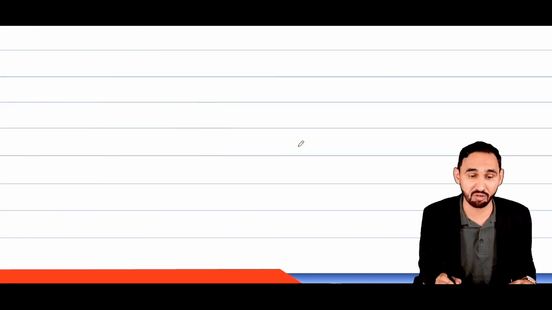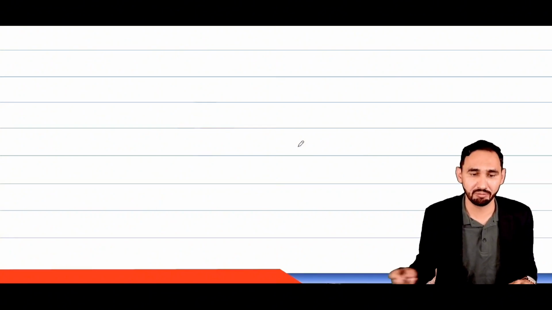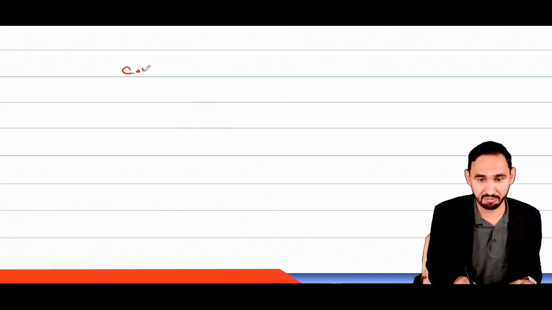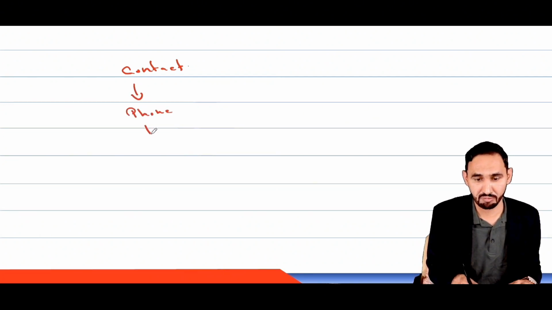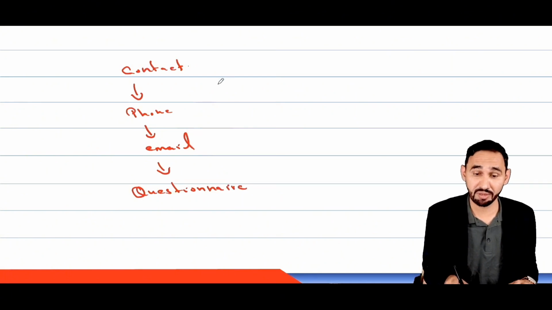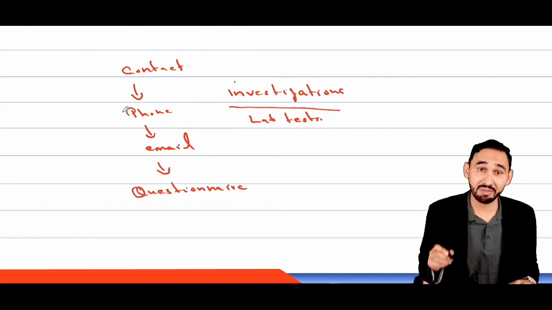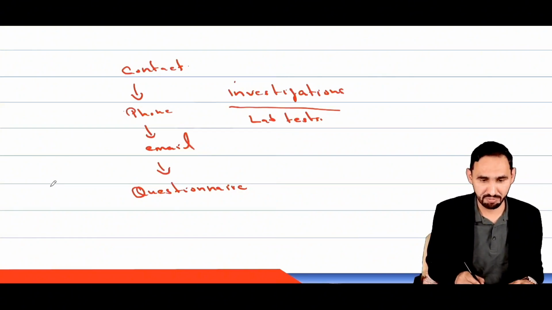After selection of the comparison group, we do follow-up. How will we do follow-up? By contacting them. Contact by phone, email, or questionnaire. So we do investigations after a certain time period to see whether they have developed the disease or not. We investigate, we do lab tests. So one major problem with cohort study is loss of follow-up, the attrition problem.